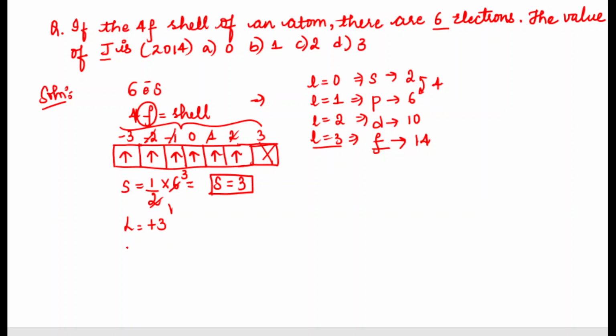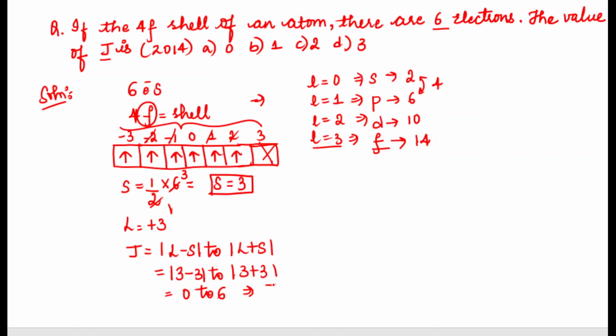And what is the J value? The J value runs from the magnitude of L minus S to L plus S, right? Now what is this L minus S? It is 3 minus 3 to 3 plus 3. 3 minus 3 is 0. And 3 plus 3 is 6. So J can take the values 0, 1, 2, 3, 4, 5, 6. It can take 7 values.